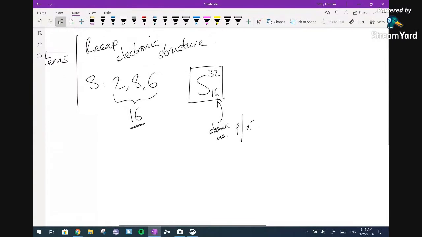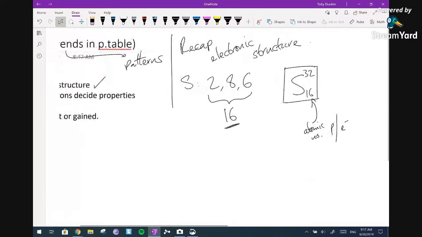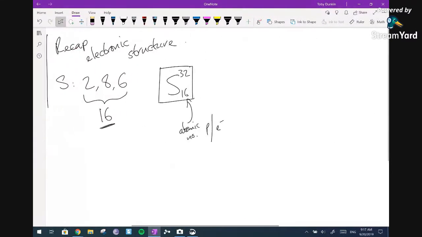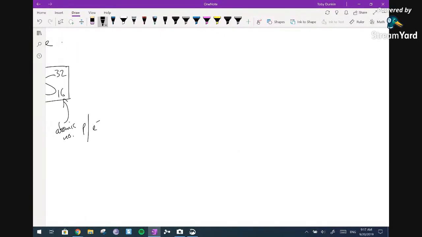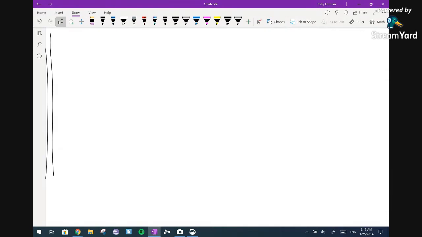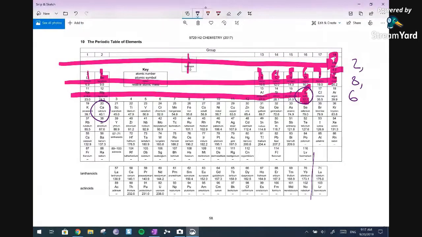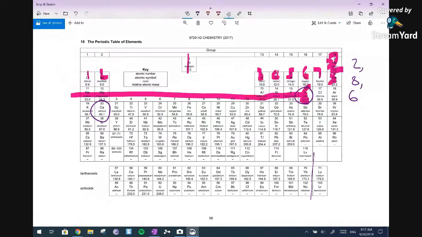Okay, so let's do our electrons and our outermost. So what we now realize is we go back to our periodic table, and I'll erase all of my data.